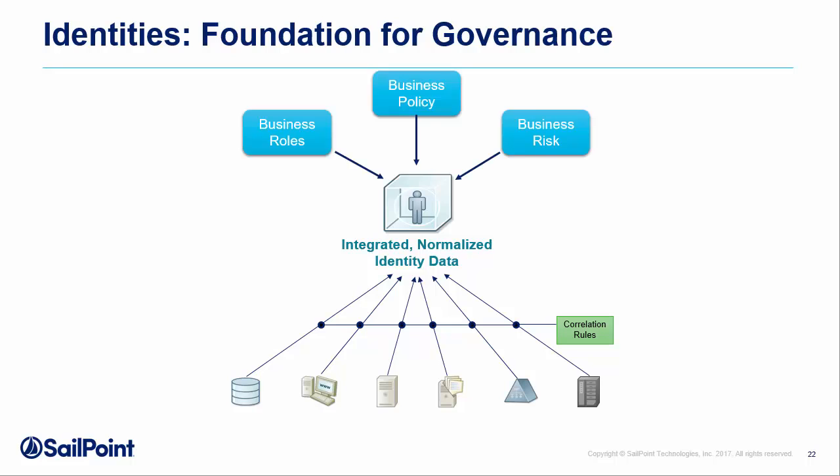Once we have normalized identity data, we can apply the governance model, including the business roles, the business policies, and the business risk model to the identities.